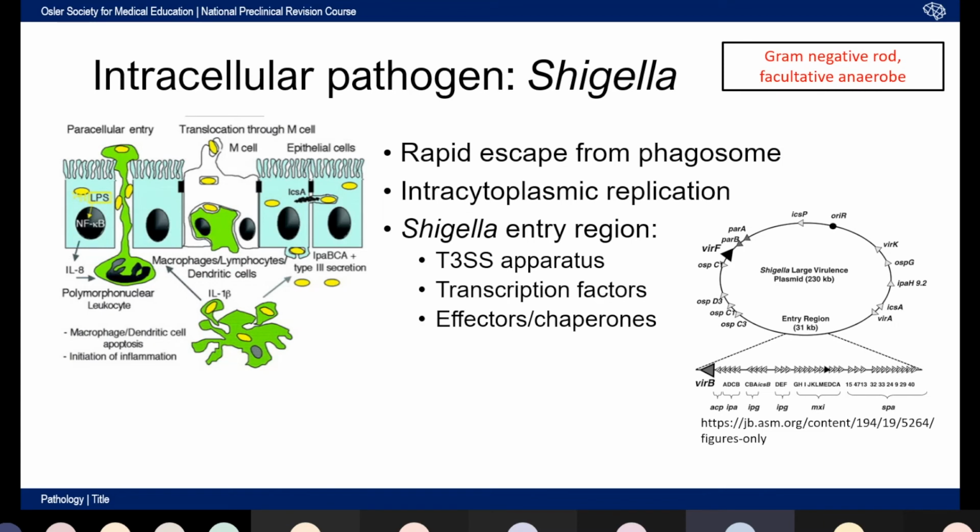Shigella is another intracellular bacteria that's also a gram-negative rod, and it rapidly escapes from the phagosome when it's endocytosed and undergoes replication in the cytoplasm of the cell. So Shigella enters the cell using machinery that's encoded on the entry region of the Shigella large virulence plasmid, and this region encodes the type 3 secretion system needed for entry, along with transcription factors and also effectors and chaperones.